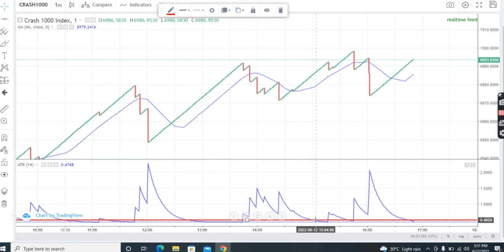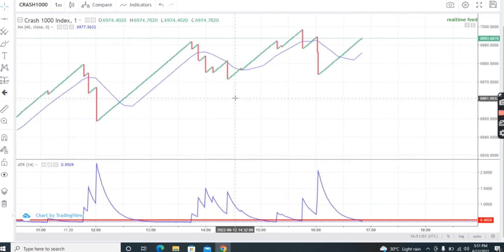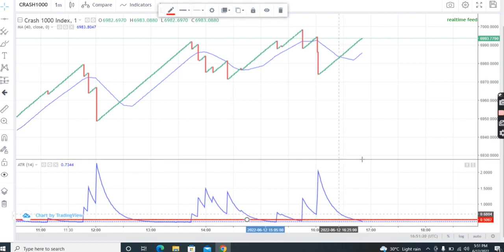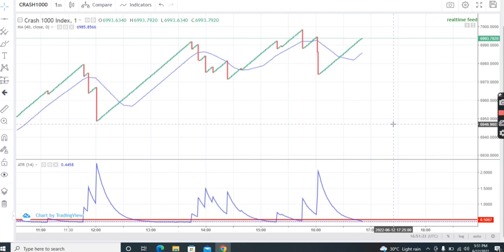Good. So at the 0.5 level right here, this red line is what will indicate the 0.5 level. Let me set it up well guys. Okay, we'll call this the 0.5 level, the red line.